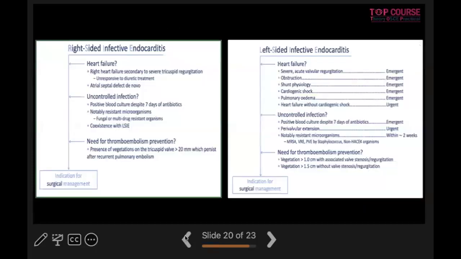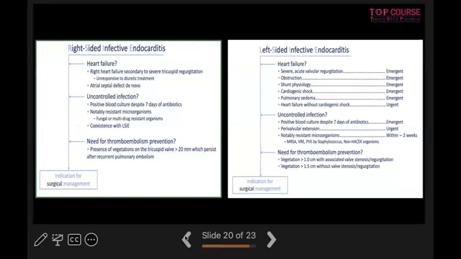So, indications for surgical management with respect to right-sided infective endocarditis are heart failure with severe tricuspid regurgitation, or the presence of atrial septal defect, or persistent culture positivity even after 7 days of antibiotics, and other resistant microorganisms like fungal or MDR organisms. Or with an autoimmune phenomenon coexistence. And if there are vegetations on the tricuspid valve of more than 20 millimeter which persist even after recurrent pulmonary embolism, in such cases, you have to subject the patient for surgical management.